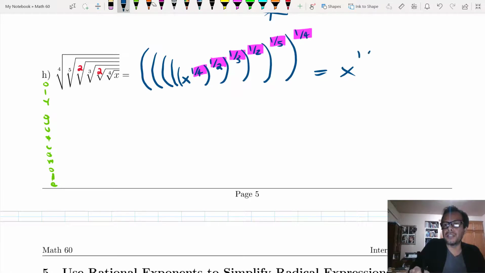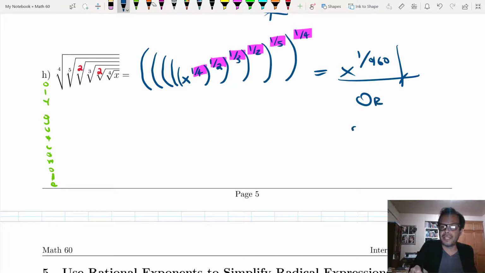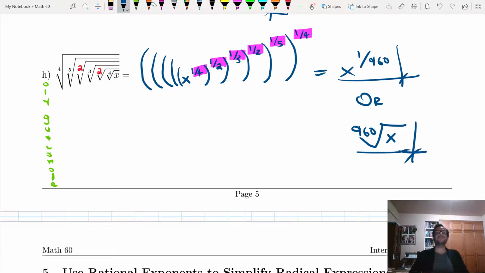We're going to get 1. And the denominator, 4 times 2, which is 8. 8 times 3, which is 24. 24 times 2, which is 48. 48 times 5, which is 240. And 240 times 4, which is 960. All right? And that'll be the final answer, or the 960th root of x. And there you go.